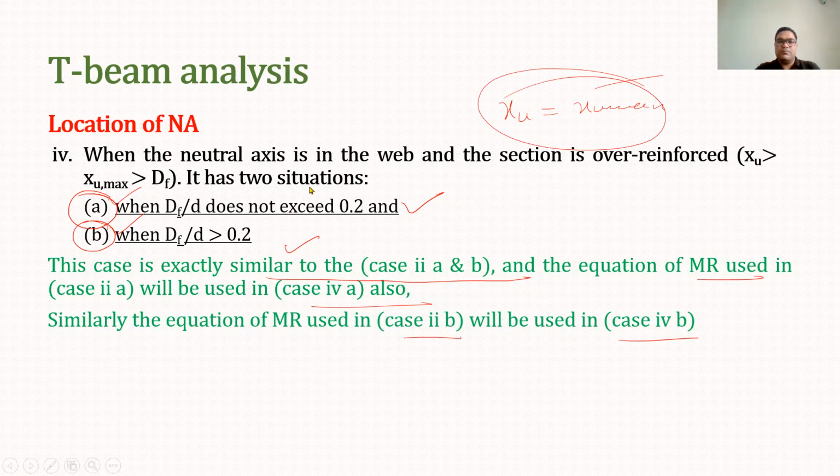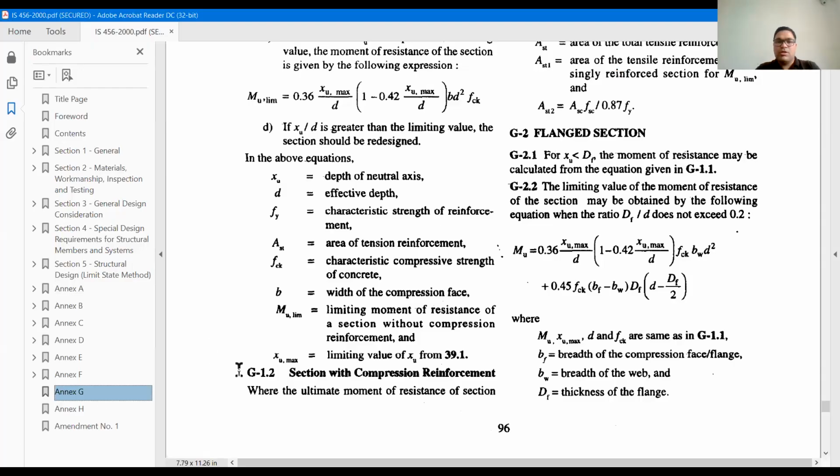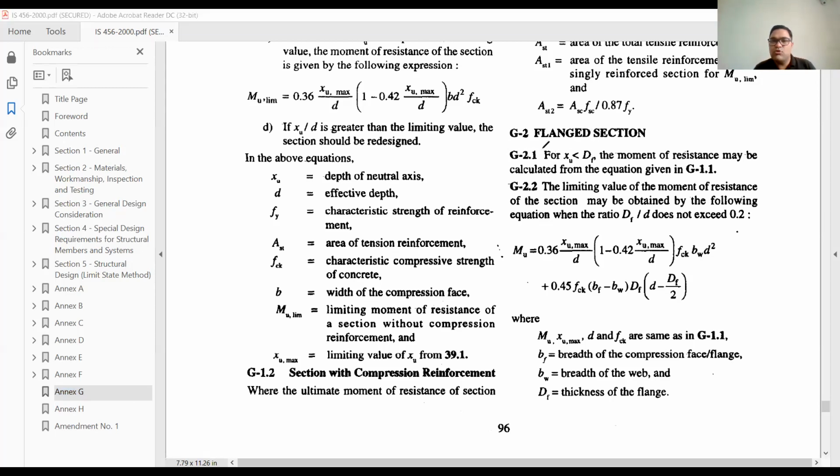So now, first I will show you the IS code, and in the IS code I will be showing you the formula that is given there. On page number 96, we will refer to clause G.2, and this is for flanged section. G2.1 says, for XU less than DF, the moment of resistance may be calculated from the equation given in G1.1. So what is the case? This case means when the neutral axis lies in the flange, and this is our case 1.